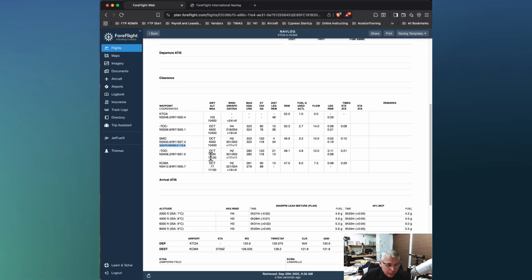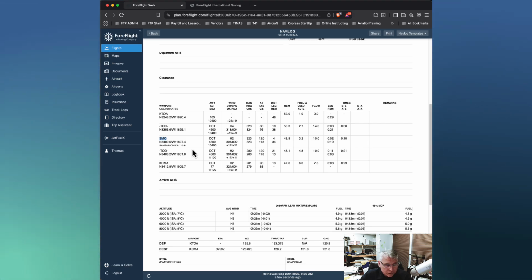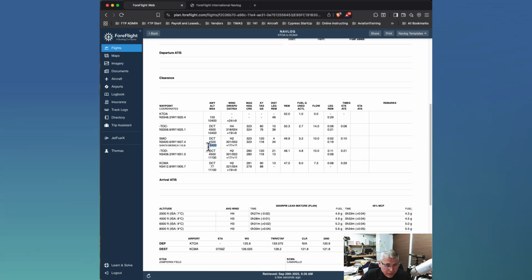And by the way, anything that starts with the letter K is going to be defined in the United States as an airport. And when you see these 3-letter identifiers, those are typically going to be a VOR. If you see a 5-letter identifier, that's generally a GPS fix or an intersection. A little extra on that. So that is this box right here. And over here, DCT is direct, we'll be at 4,500 feet. And then MSA, which is the minimum sector altitude, the safe altitude.